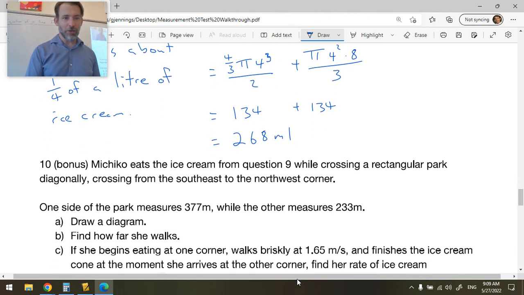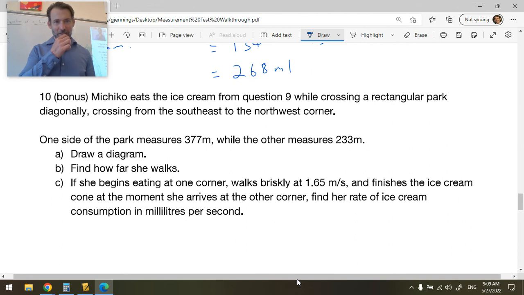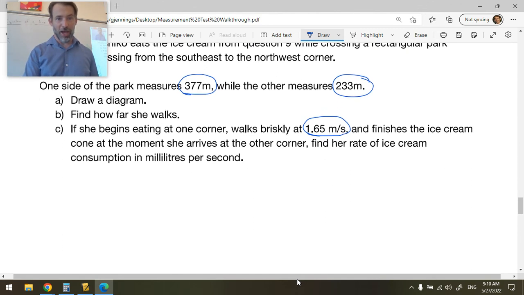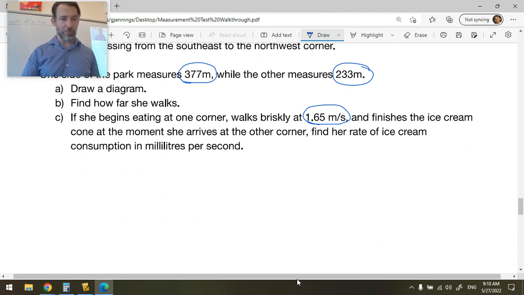Okay, so now for the bonus. We want to know about how quickly she eats her ice cream. If we know her speed, we know how far she walks. She walks a diagonal of a park that measures these on a side. We know her speed. We can use that to find out how long she walks for, and then what her consumption of ice cream is in terms of milliliters per second.